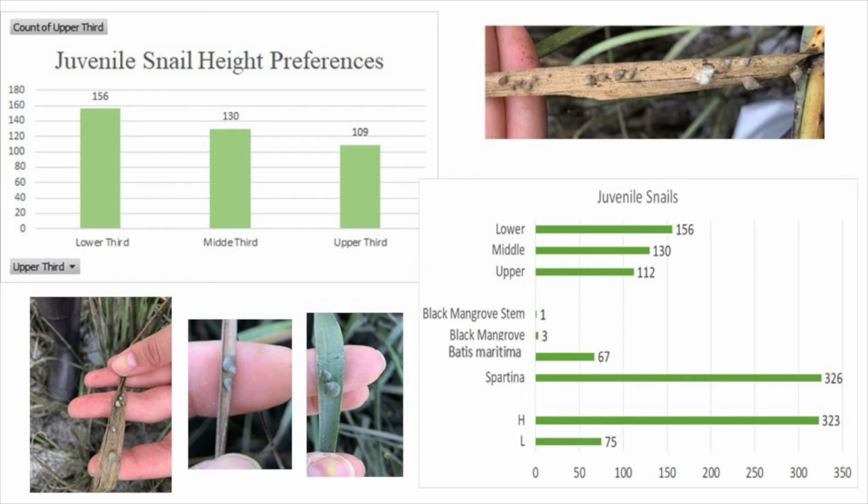I saw a trend for juveniles in the lower third. However, I counted coffee bean snails as juveniles, and this may have skewed my results, because coffee bean snails are always small and always prefer the lower third.